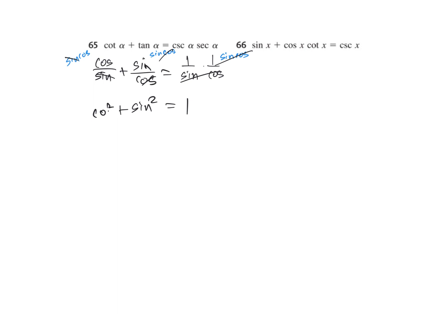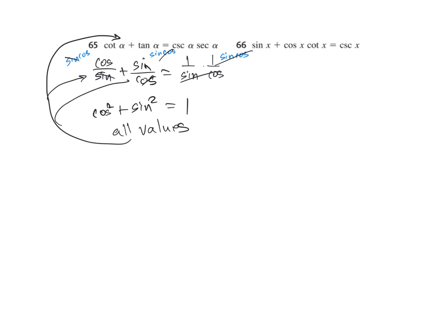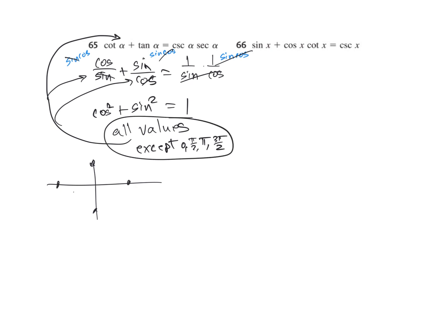And so this is true. Obviously, cosine squared plus sine squared equals 1 for all values. But you must remember where you started. So cotangent, remember, had y in your denominator. Tangent has x in your denominator. So wherever x and y are 0, which means here, here, and here, those values won't work. Okay? So all values except 0, pi over 2, pi, and 3 pi over 2. So that would be the final answer.